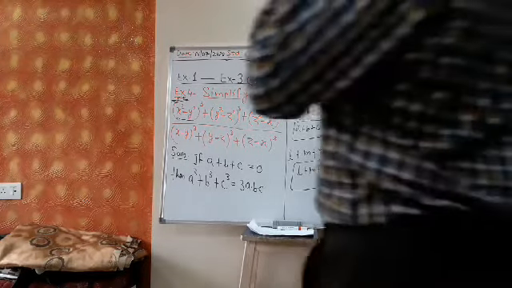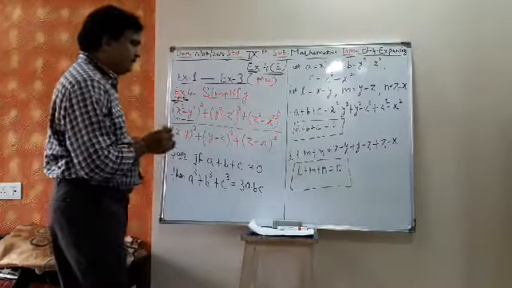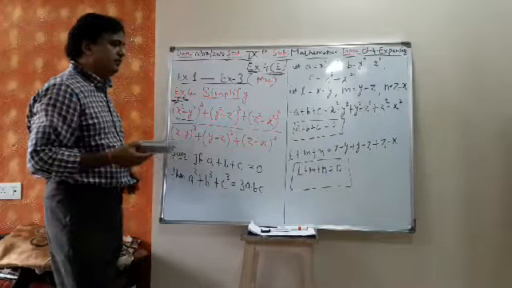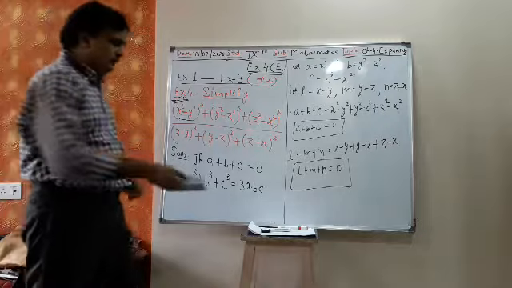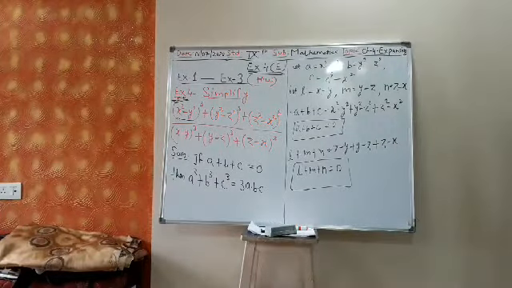Now a plus b plus c is 0. Wait. L plus M plus N is also 0. I have added.